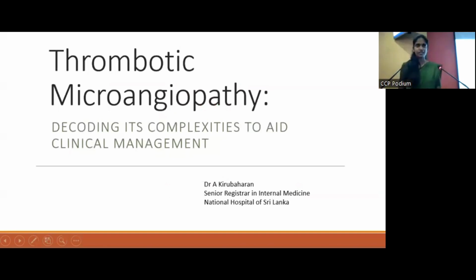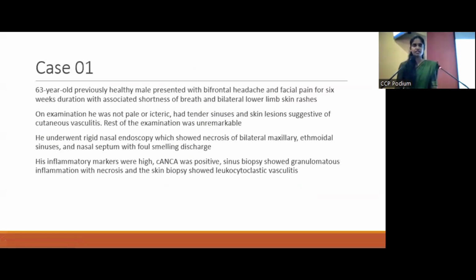So this is my topic, thrombotic microangiopathy, decoding its complexities to aid in clinical management. I first start with a few cases which I have encountered in the past.